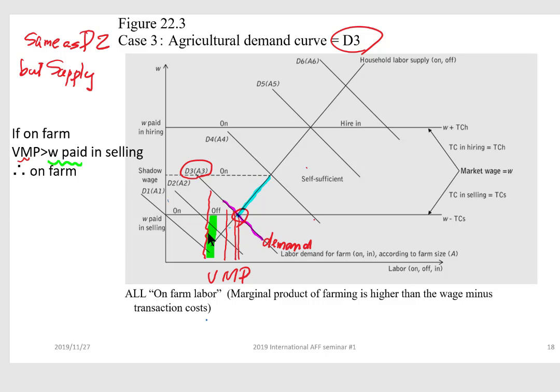Just compare this green one and this red one. Looking at this duration, obviously up to this point, the value of marginal product is greater than the market wage rate. So they would rather work on farm. They don't want to work with the lower wage rates.